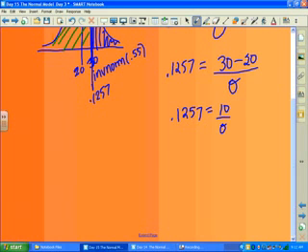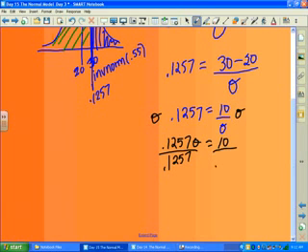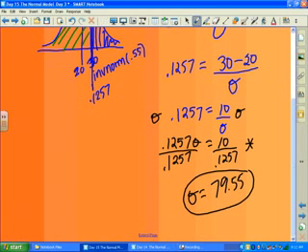I skipped a step the other day, and it kind of killed everybody. They were thinking, how'd you get that? So let me not skip it this time. Watch the algebra, and then I'm going to skip this step from now on. If I want to isolate sigma, how am I going to get it from underneath? Multiply both sides by sigma. So I got 0.1257 sigma equals 10. Now what? Divide by 0.1257. So sigma is 79.55.